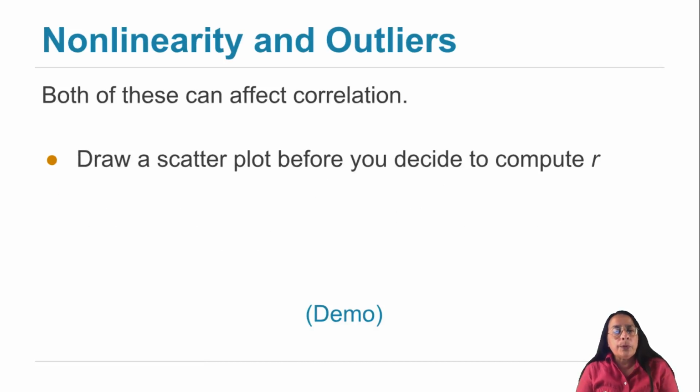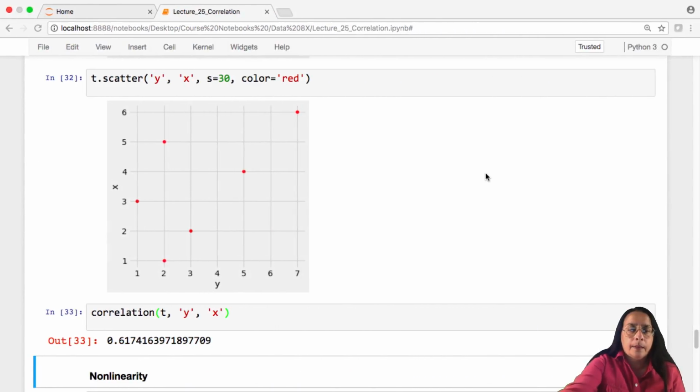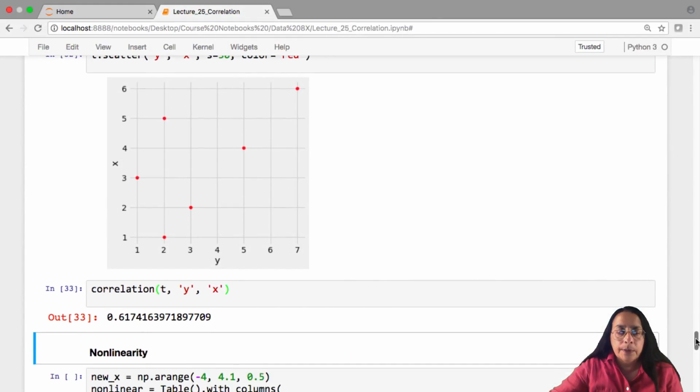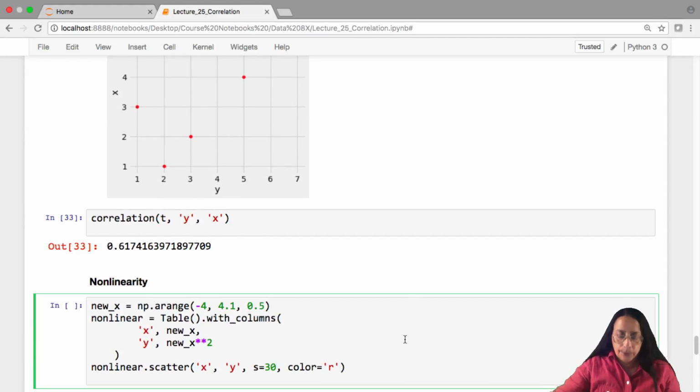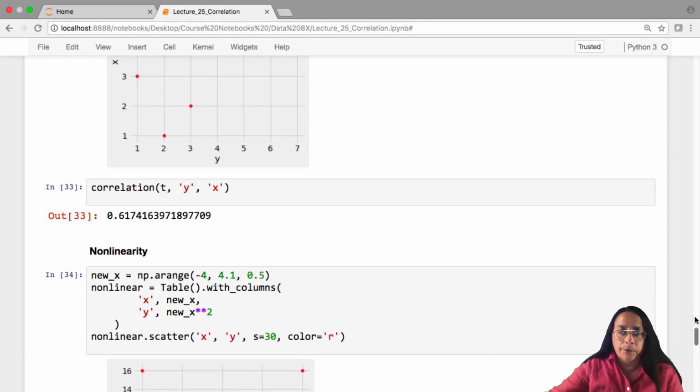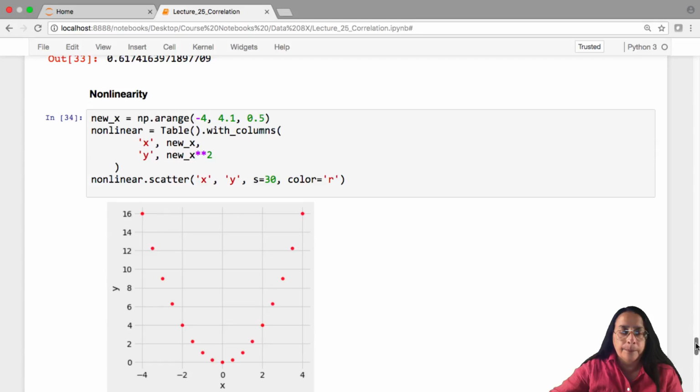It's also important to draw a scatter plot before you compute R. In particular because nonlinearity and outliers, both of these can affect your interpretation. Here's an example of a table called nonlinear. We're drawing a scatter diagram of x and y. X and y are clearly related. We computed y as the square of x.